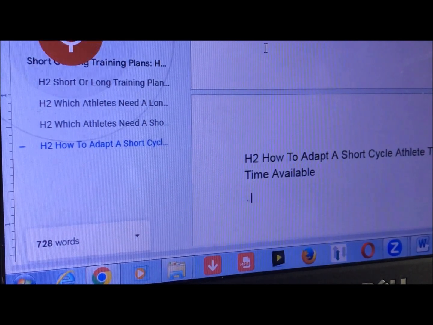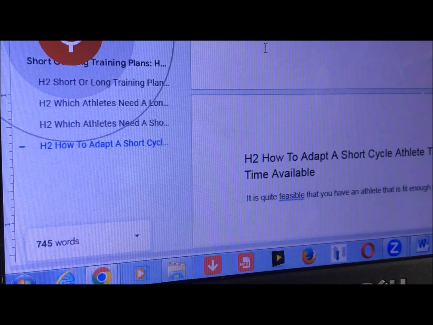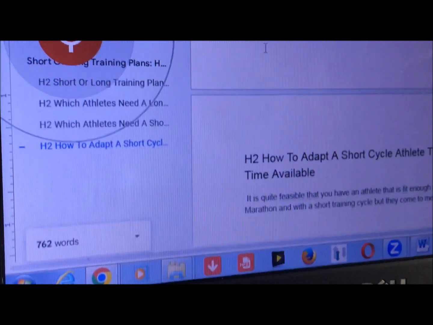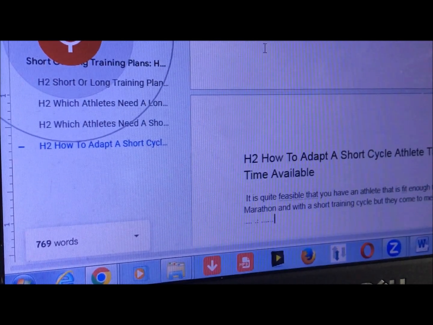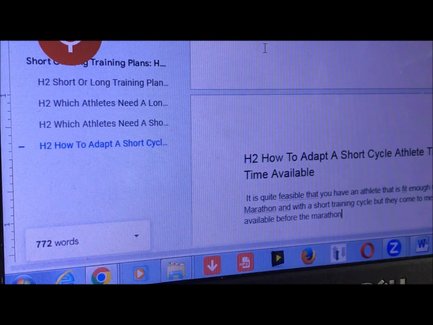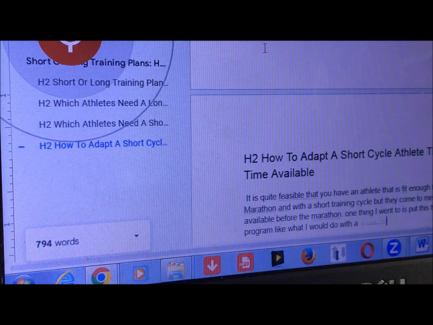It is quite feasible that you have an athlete that is fit enough to be able to run a really good marathon with a short training cycle, but they come to me and they've got 22 weeks of time available before their marathon. One thing I won't do is put this type of athlete onto a long-term program like what I would do with a relatively new runner.